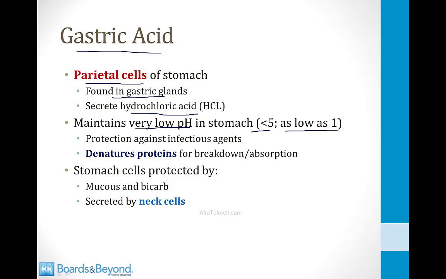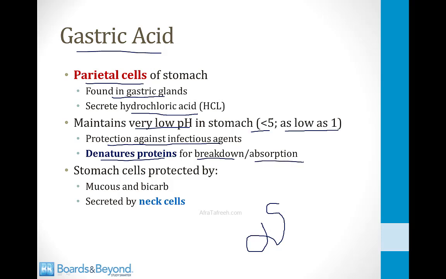This very low pH is important for a couple of reasons. First of all, it protects against infectious agents. So any bacteria that get into the food we consume are usually killed by the low pH in the stomach. And then in addition, it denatures proteins. As you may know, proteins are globular three-dimensional structures. And when they're exposed to a low pH environment, they begin to fall apart. And this begins the process of breaking down proteins so they can be absorbed into the body.